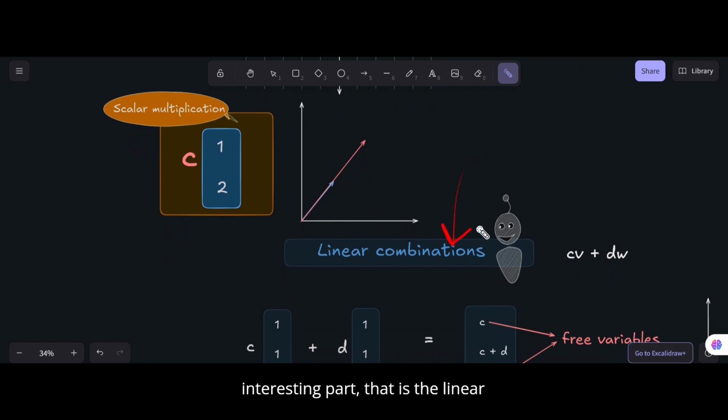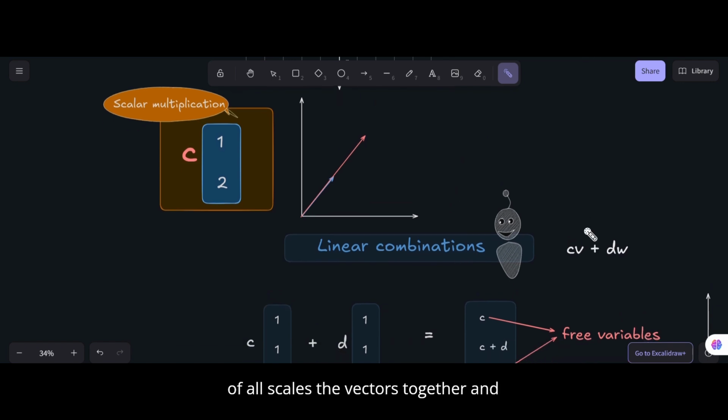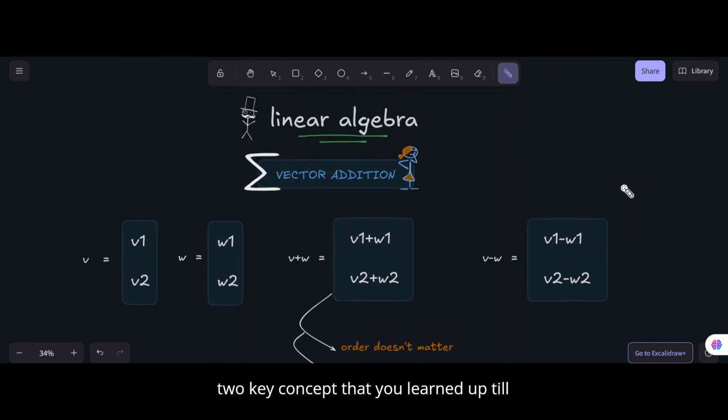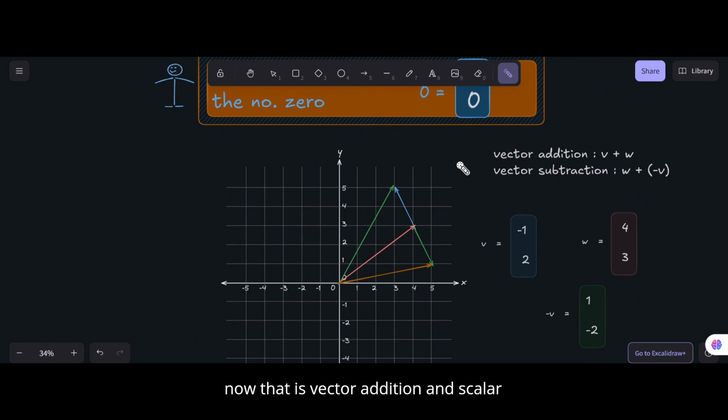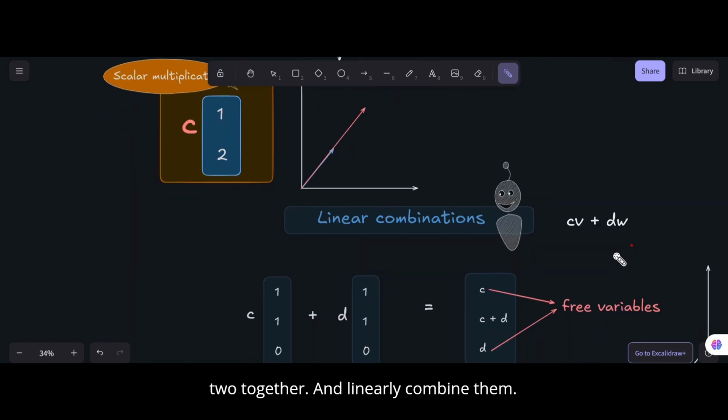Now comes the interesting part, that is the linear combination. What it does is, it first scales the vectors and then does the vector addition on them. So the two key concepts that you learned up till now, vector addition and scalar multiplication, are taken together and linearly combined. So this resultant equation is known as the linear combination of v plus w.